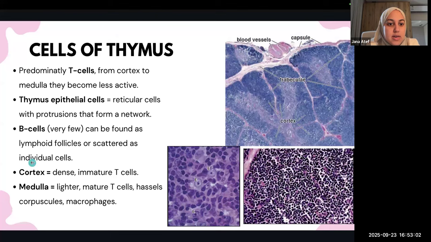Okay, so yeah, this is a cortex. It's dense. It's much darker because it has immature T cells. The medulla is lighter, has T cells, and there's something called Hassall's corpuscles. Okay, let's go to it now.